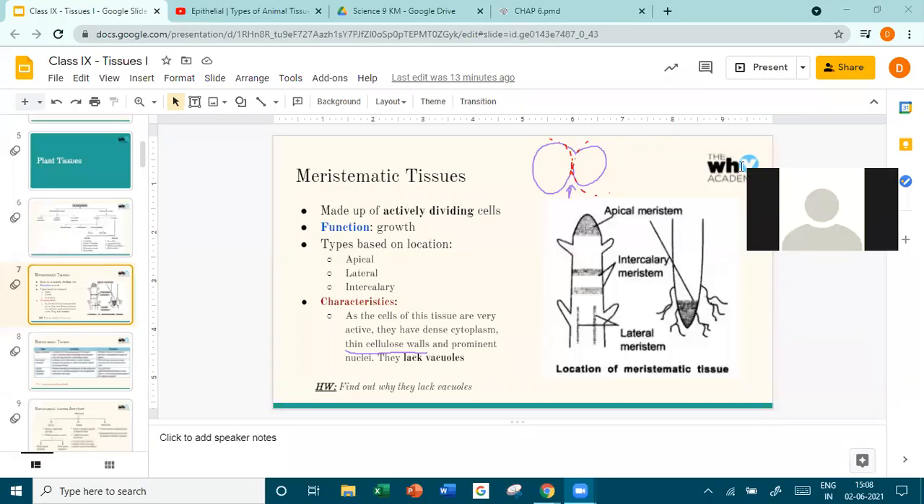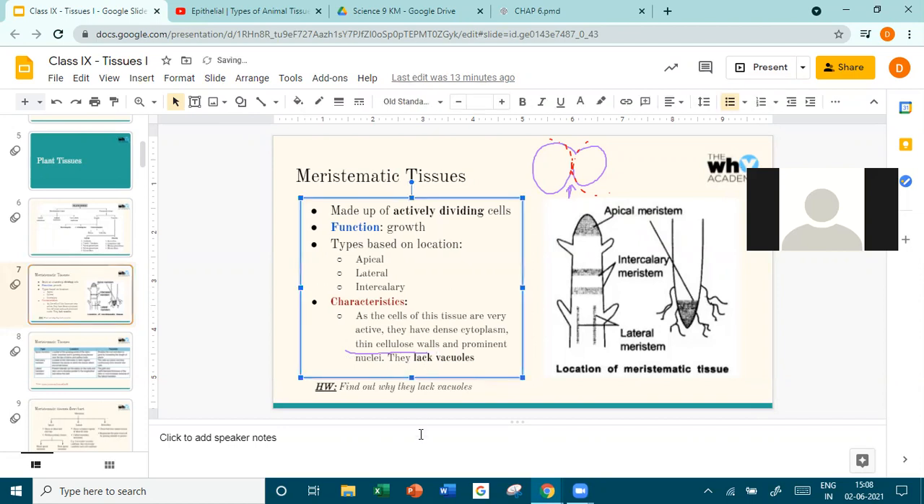To store food and water. Yes, correct. So basically vacuoles' main function is storage, right? Okay. So now if I'm saying a cell is going to divide, like the main purpose of a cell is to divide, do you think it needs to have a storage component?